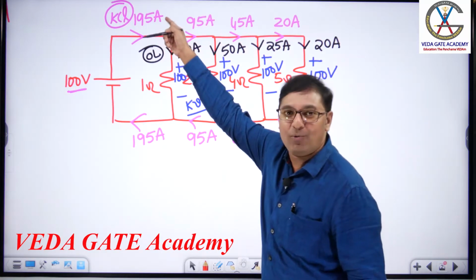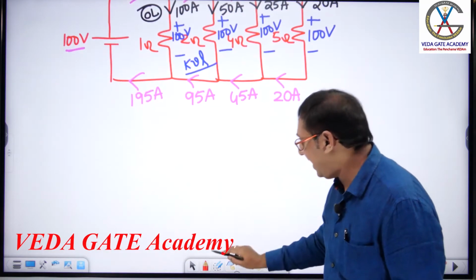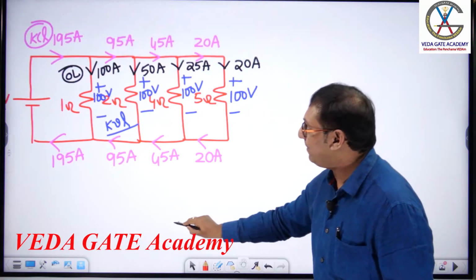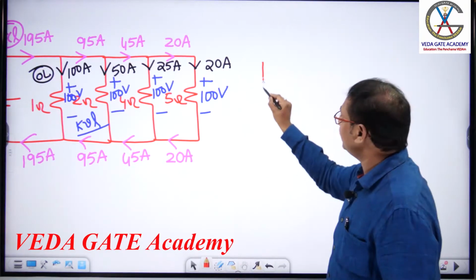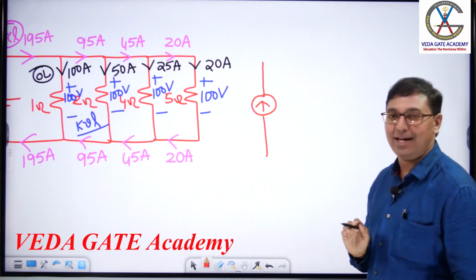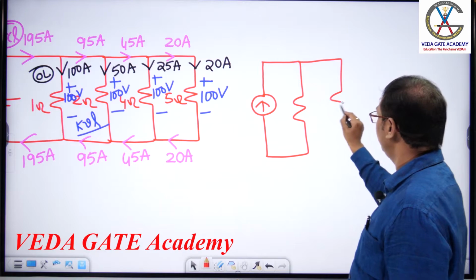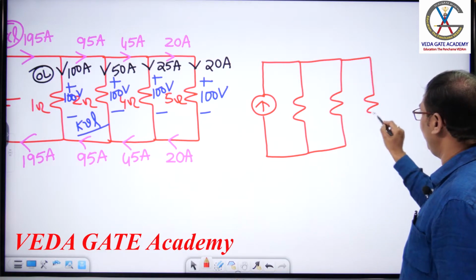Whatever the current we got here, 195 amps, let us take the same 195 amps and analyze and check whether we get the same answers or not. Let us replace the voltage source with a current source and find current in all the branches. What are the resistance values we have taken here? It is 1 ohm, 2 ohm, 4 ohm and 5 ohm, correct?